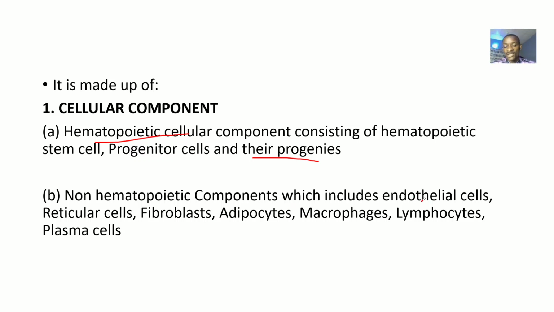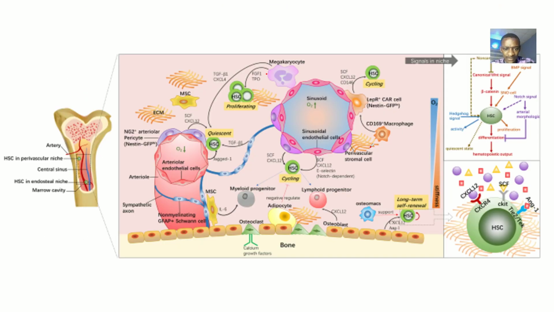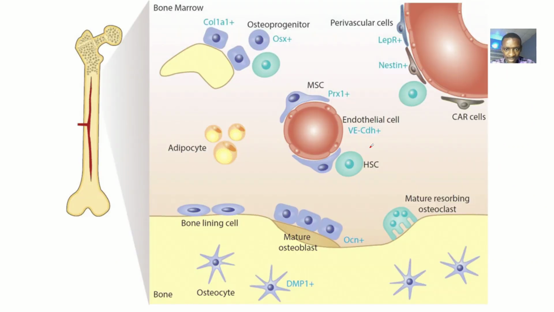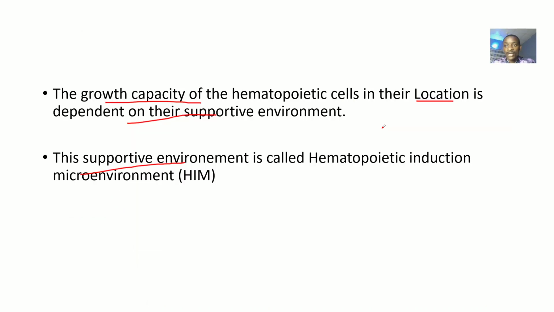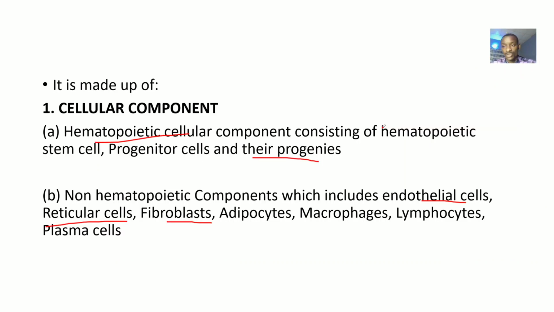So these ones include endothelial cells, reticular cells, fibroblasts, adipocytes, macrophages, lymphocytes, and plasma cells. Okay, the lymphocyte, lymphoid progenitor. Can I see fibroblasts right here? Fibroblasts, not listed. Let me see. This image seems like that other one. Fibroblasts, not listed. You will see adipocyte. You can see the endothelial cells. Do you understand? Those ones are cellular components, but not of blood origin. Okay, so we're done with the cellular component.